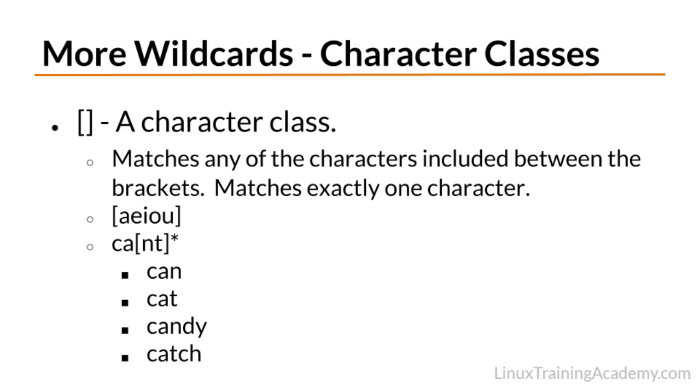You can use something called a character class to create very specific search patterns. Start with a left bracket, then list one or more characters you want to match, and then end with a right bracket. For example, if you wanted to match a one-character long file name that was a vowel, you would use bracket A-E-I-O-U bracket. If you wanted to match files that start with CA, followed by either an N or a T, followed by 0 or more characters, then use CA bracket NT bracket star. This pattern will match files named can, cat, candy, and catch.